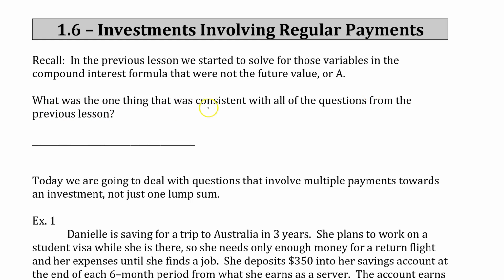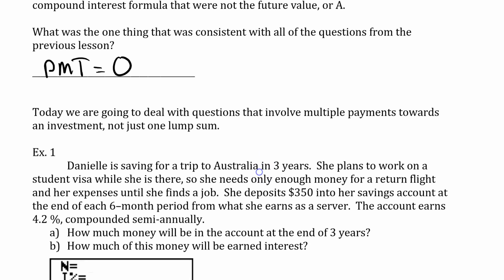So what was one thing that was consistent with all the questions from the previous lesson? Can you guys think back? Yes. The PMT always equaled 0. But today we're going to deal with questions that involve multiple payments towards an investment, not just one lump sum.